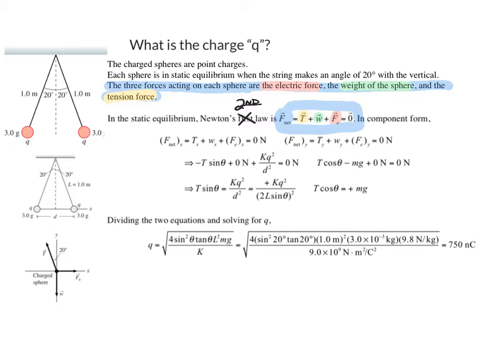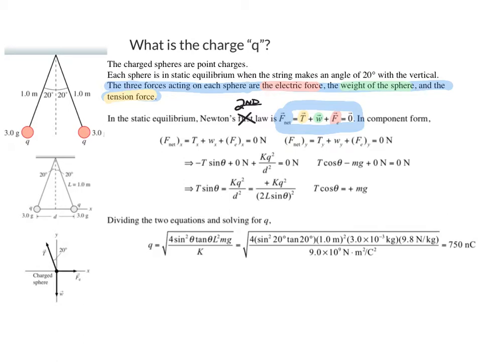They must add up to 0 since ma, the a is 0. It ain't moving. It's in static equilibrium. Sum of forces are 0, according to Newton's second law. All right, so let's bust this up in x and y parts, because that's what we're dealing with.